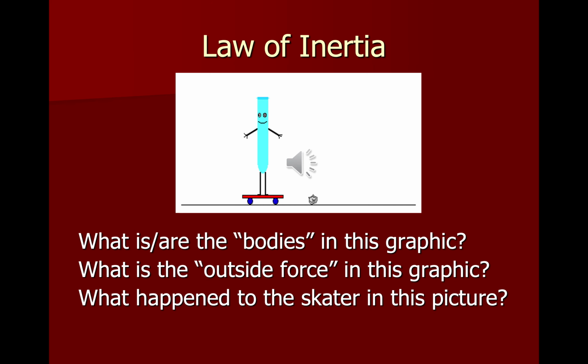So again, with this law of inertia, we often use the word bodies or objects. If you look at this graphic, I ask, what are the bodies, what are the objects in this graphic? As we can see, there are really two objects in motion here. Even though they're together in the beginning, it's actually a test tube person riding a skateboard. So that's important to understand.